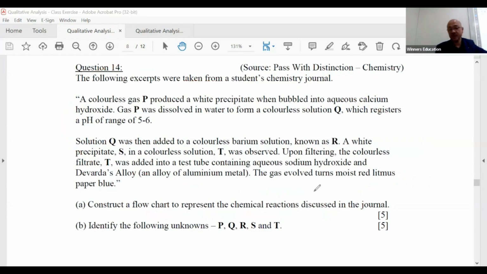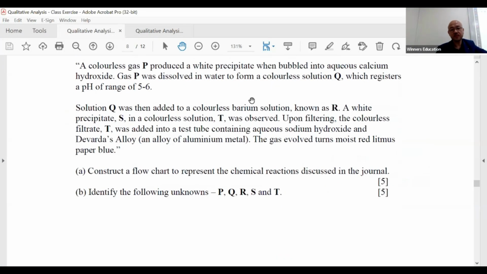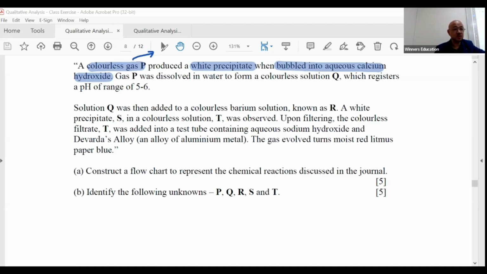Okay, let's do this together. Let's understand the question. We're going to draw the flowchart together. A colorless gas P produces a white precipitate when bubbled into aqueous calcium hydroxide solution. I'm looking at all the keywords. We can actually solve it already. As you move, you can solve if you're good with this topic. Who is this colorless gas? CO2. All Sec 2, Sec 3 and Sec 4 students can answer. All right, this is CO2. You can part solve it already.